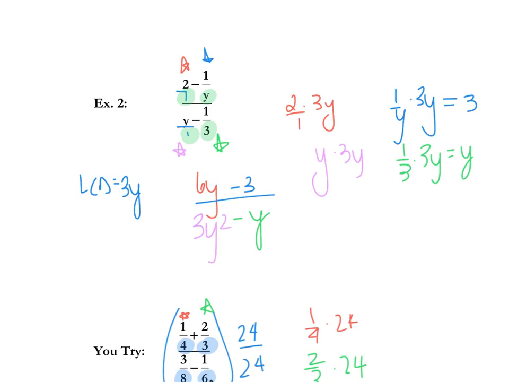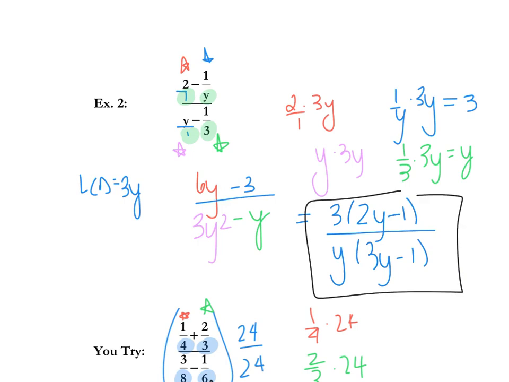Okay, so if you got this far, great. You did a lot of the right work. Do not make the mistake of starting to cancel these y's. Remember that addition and subtraction, they're connected and you can't break them up. So what you can do is see if it factors, which if you take out a 3, you get 2y minus 1. And if you take out a y, you get 3y minus 1. So nothing factors, and then this is your final answer.